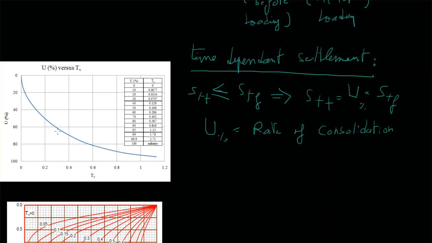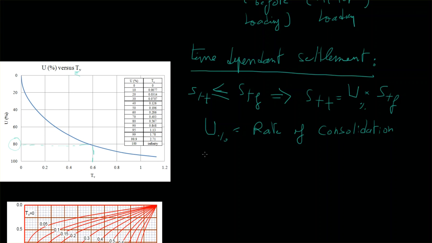So we could use this graph right here, U versus TV. I'm going a bit ahead of myself, but let's just say we know what TV is. We have TV, we go up the curve and to the vertical, and we get 80%. So the settlement at that certain time will be 80% of the final settlement. So now we go back.